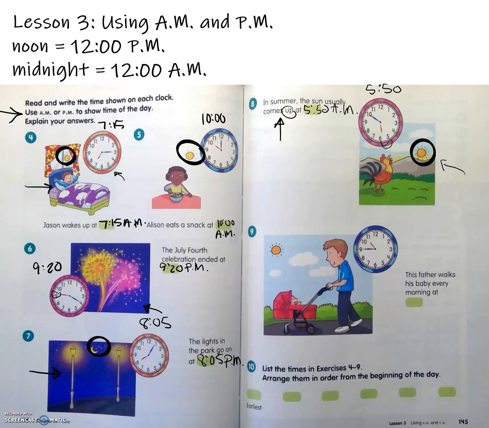Now, number 9. The clock here shows the short red hour hand is between the 10 and 11, and the long blue hand, the minute hand, is at the 9.